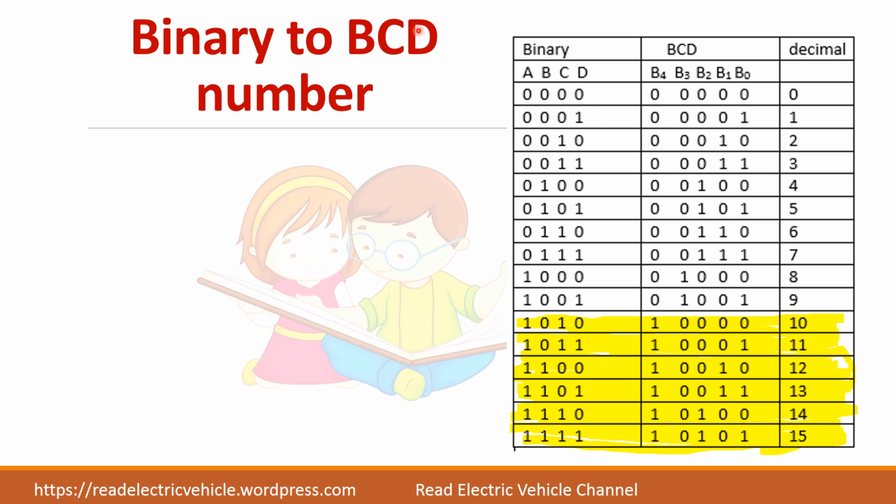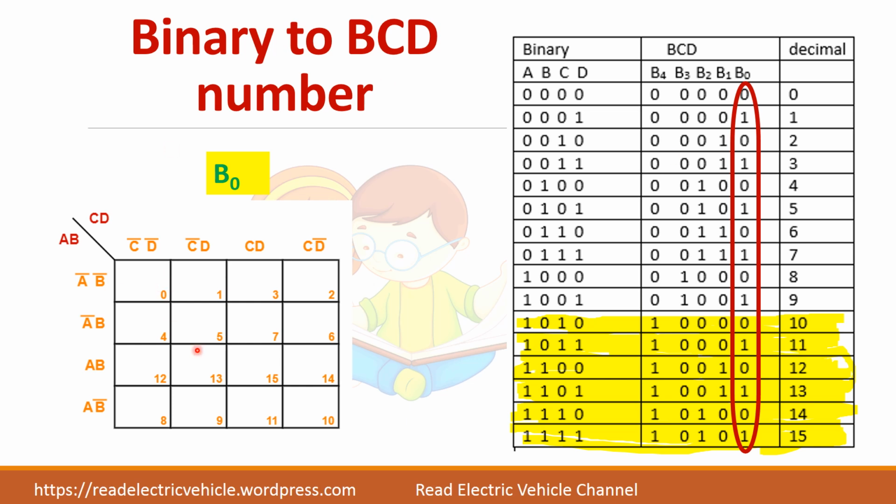So binary to BCD number, first variable is, you see 4 variables are there. So I need a 4 variable K-map. And the first variable I am going to find is B0. Okay. So for B0, I have to get some relation in terms of the input. So let us mark this one. This is B0. Take a 4 variable K-map.